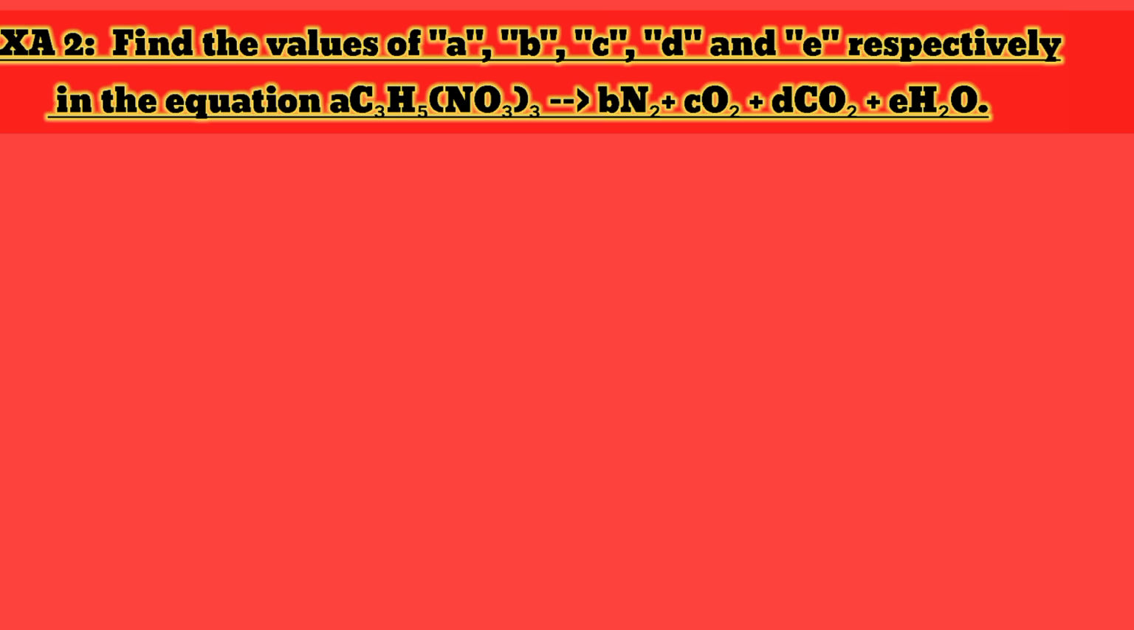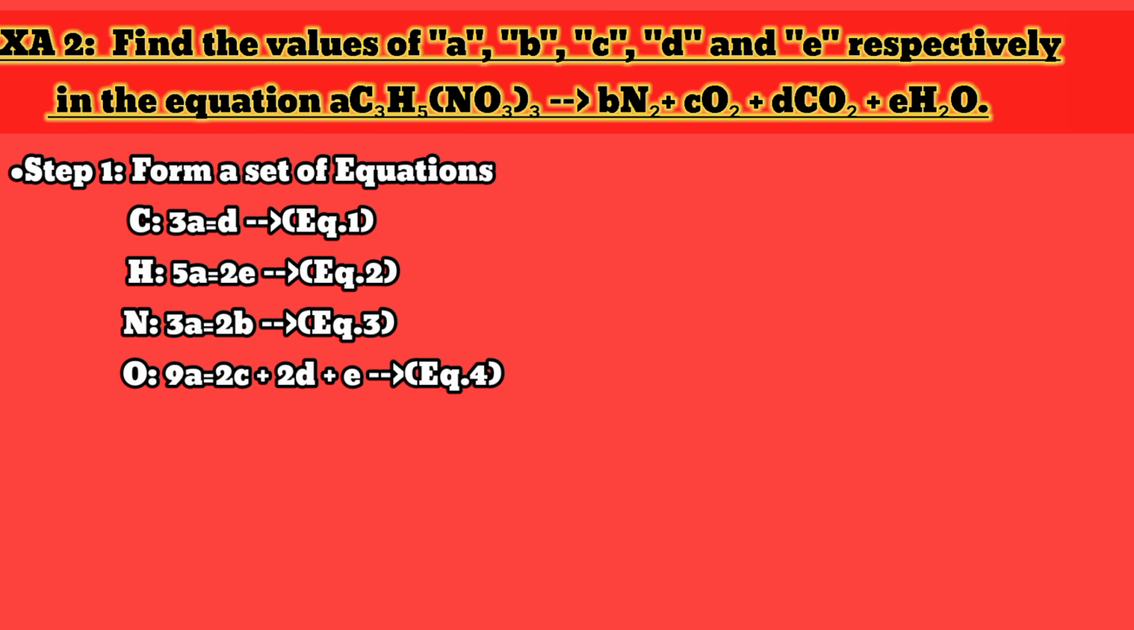Let's look at example 1. The question is find the values of A, B, C, D, and E respectively in the equation. So step 1, we are going to form a set of equations. For carbon, 3A in the left hand side equals D in the right hand side. For hydrogen, 5A in the left hand side equals 2E in the right hand side.